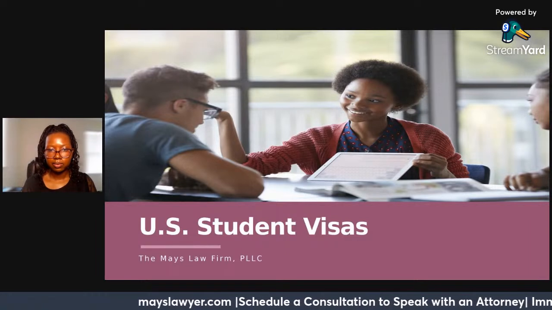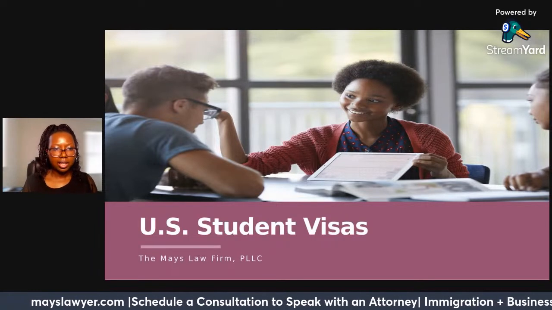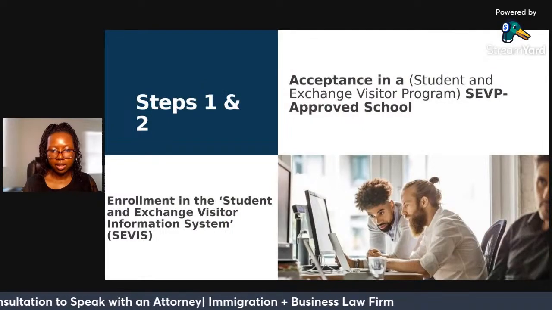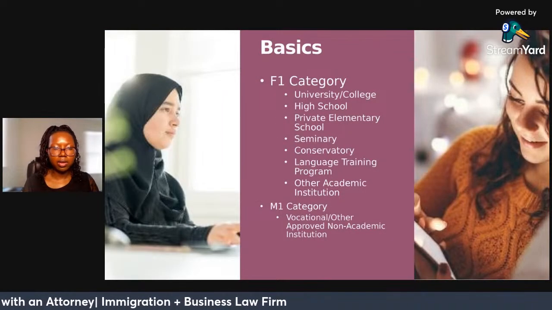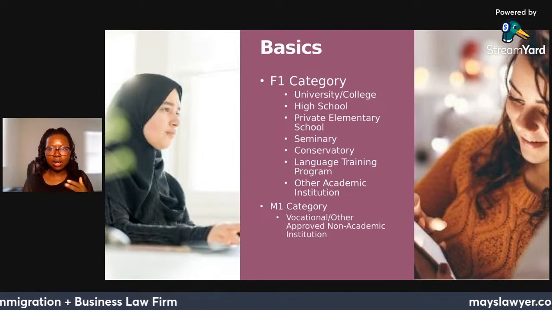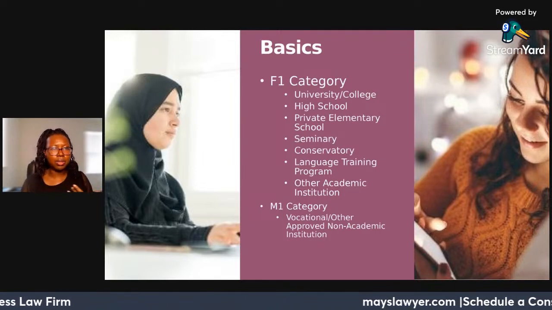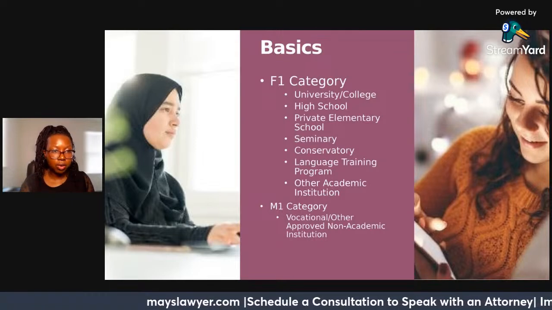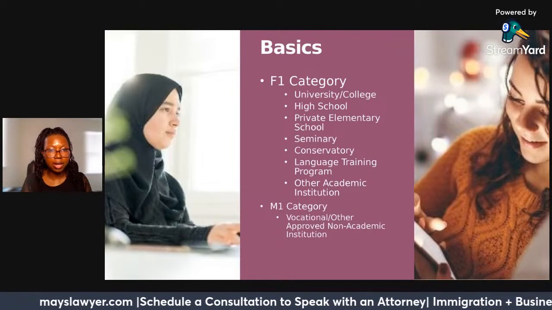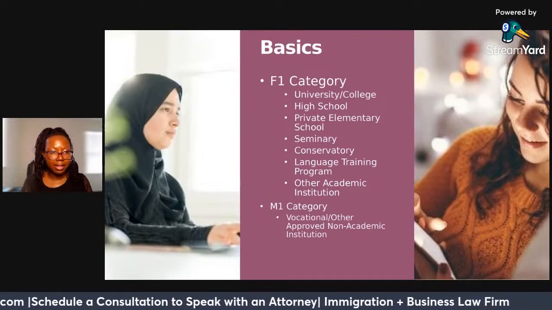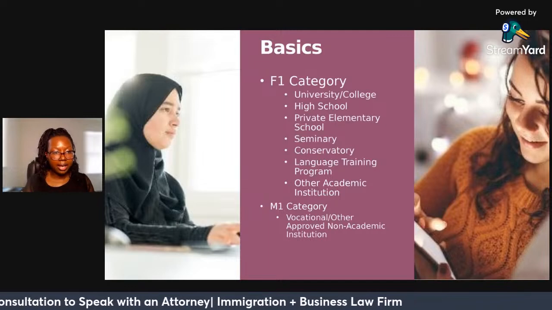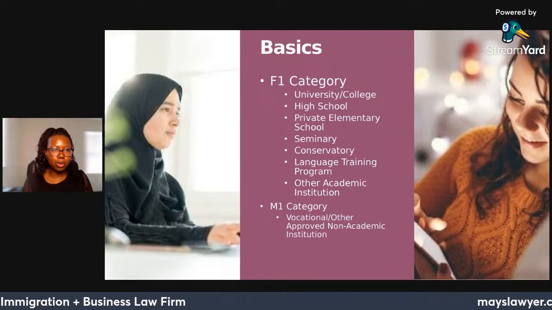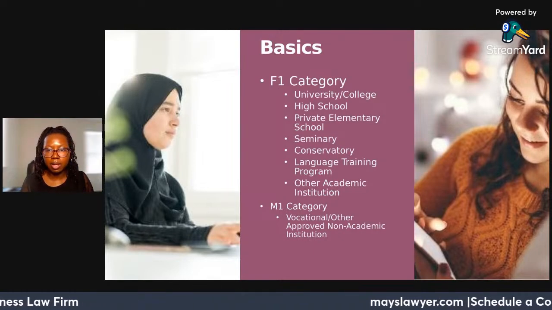All right, so I think we can go ahead and move on to the next slide. Okay, so let's start with the basics. What kind of visas can you use in order to study in the United States? Okay, so we have two categories. The F category is more academically focused, so you have university, college, maybe a private elementary school, high school. The M category is for vocational training, non-academic purposes. So you have two options when you're studying: the F or the M visa.